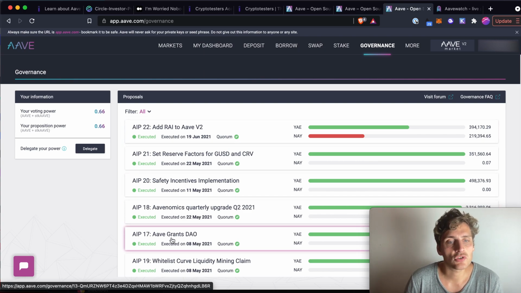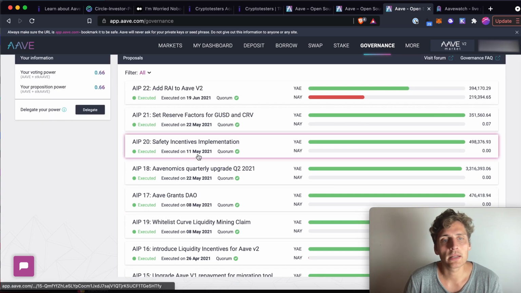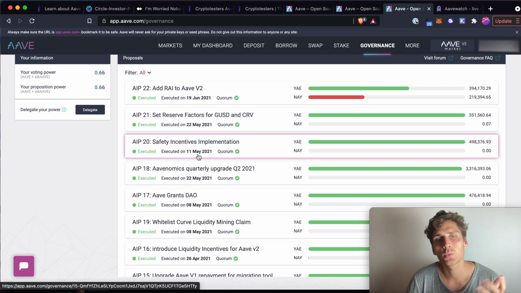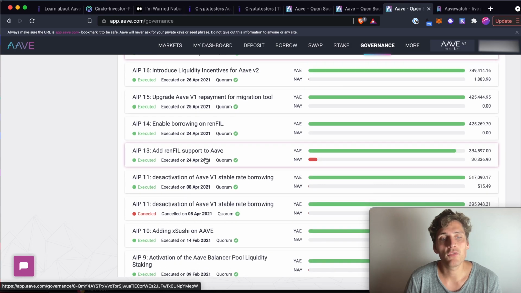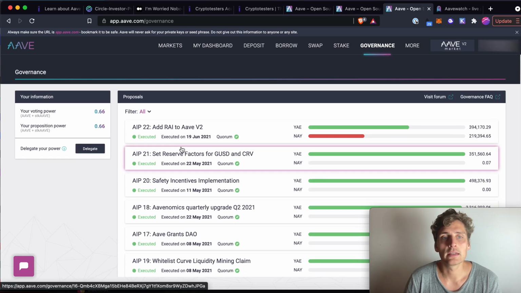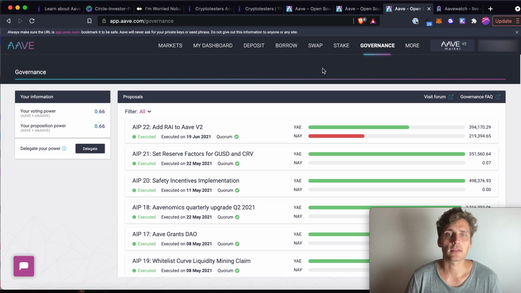Important budget decisions, such as here a grants DAO, that hands out grants, donations to people who want to build useful features for this protocol. Tokenomics, so how much fees should we charge and who should it go to. So virtually every important decision is handled by the community. Anyone can submit a proposal for something, and then people just vote on it and decide on it.